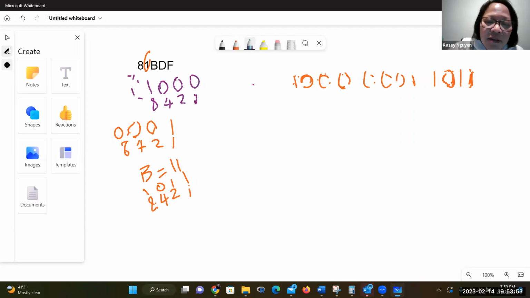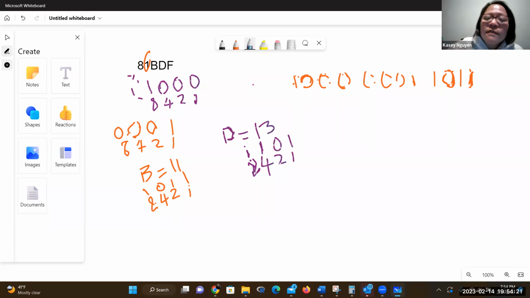Lovely. So 13. D is 13. So I'll put my scale 1, 2, 4, 8. You already know that 8 plus 4 plus 1 is 13. So 1, 1, 0, 1. So you add to that 1, 1, 0, 1.